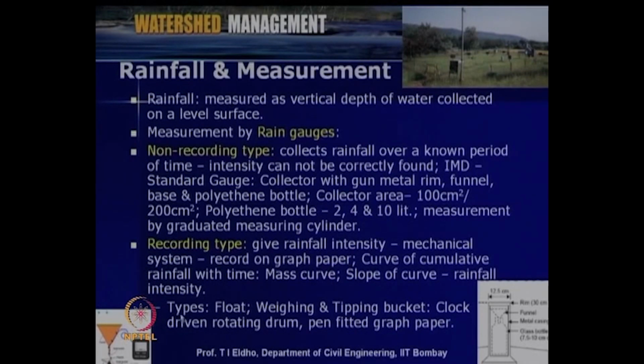There are different types of recording type rain gauges, like the floating type, weighing bucket, tipping bucket, and clock driven floating drum with pen fitted graph paper. Like that, a number of recording type rain gauges are used. Nowadays we rarely use non-recording type rain gauges. Most of the time we use the recording type rain gauge, so that we get the total quantity of the rainfall as well as the rainfall intensity directly, so that we can have better hydrological predictions as far as the various processes are concerned. This shows a particular type, a weighing type rain gauge.